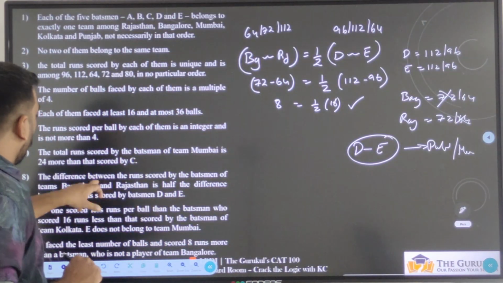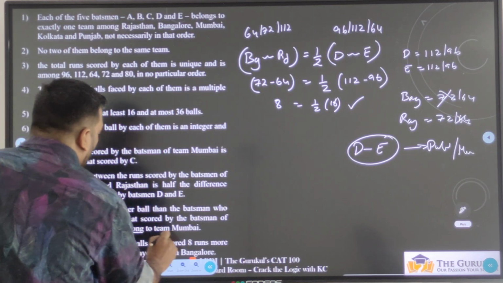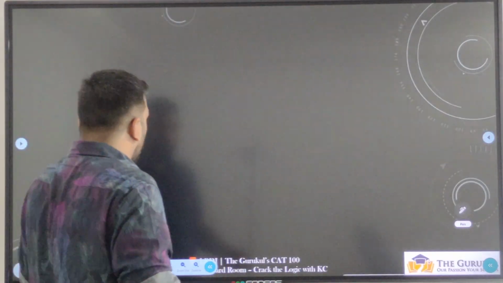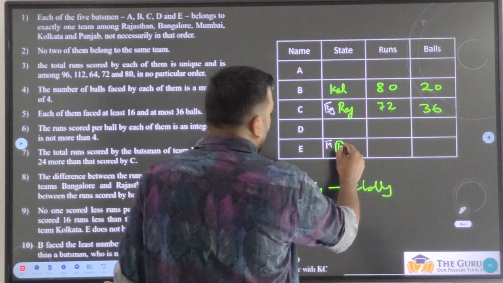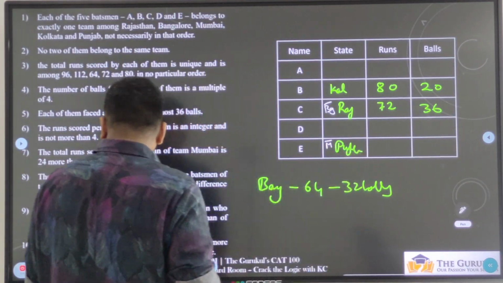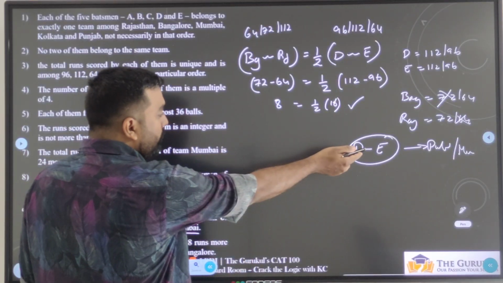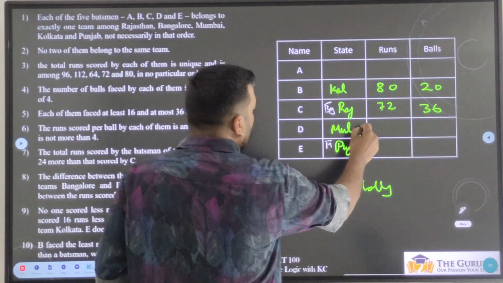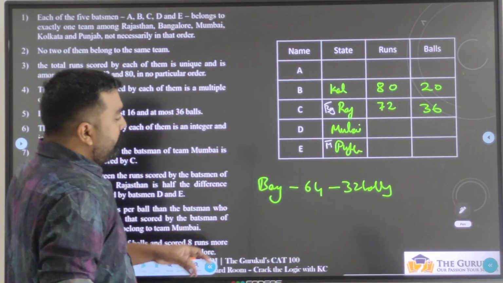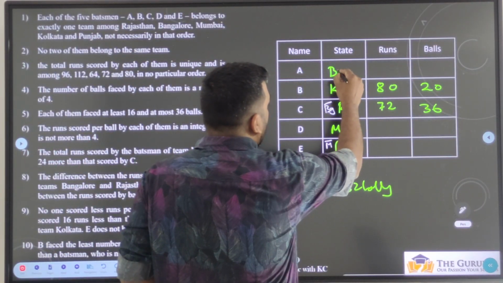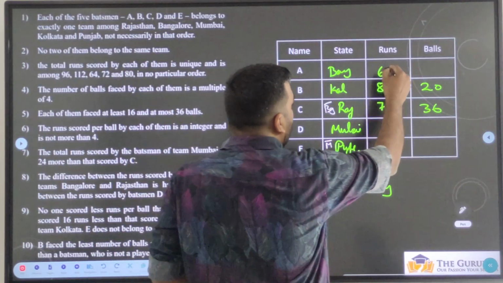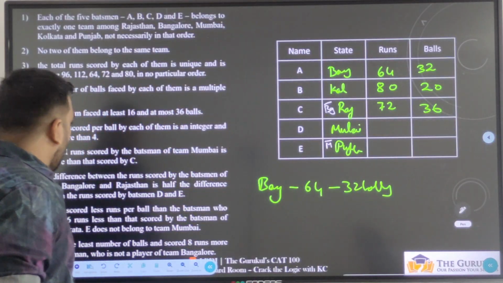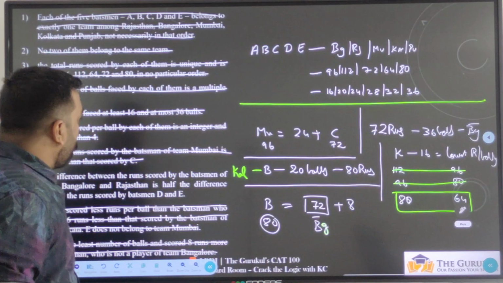But we clearly know E is not belonging to Mumbai, then E should belong to no other option. E should belong to Punjab. If E is belonging to Punjab, who should belong to Mumbai? D should belong to Mumbai. Okay, and we are left out with only one option, that is Bangalore. Bangalore is having 64 runs with 32 balls. And I already know Mumbai, some information is there.